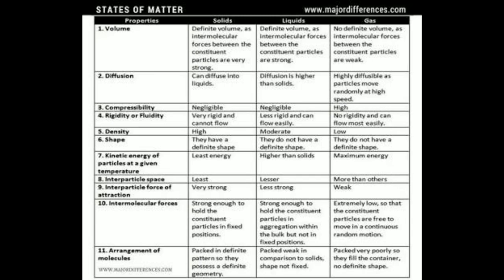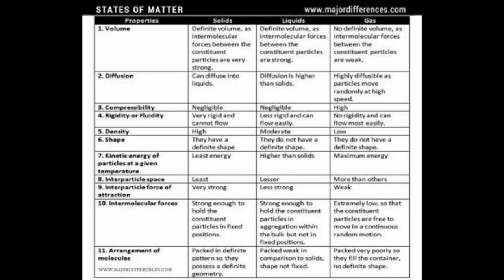Now the fifth property is density. The density of solids, we know, is high, and after that in liquid it is moderate, and gases have a low density. The density is mass upon volume, and in this way we can calculate the density. So the next property is shape.